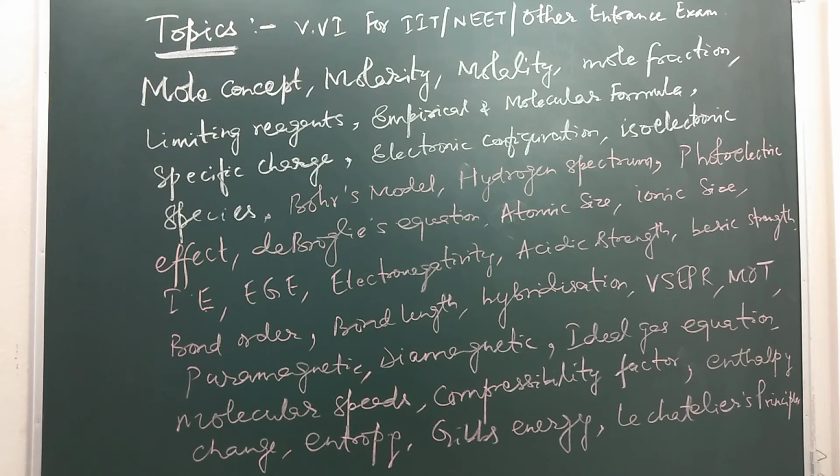You have to know the different molecular speeds: the average speed, the most probable speed, as well as the root mean square speed. So a question can be asked from that also. Compressibility factor: you have to know that Z is the ratio of PV upon nRT, and it is equal to 1 for an ideal gas. It is not equal to 1 for real gases. It can be less than 1 and it can be more than 1. So you have to keep this in mind.